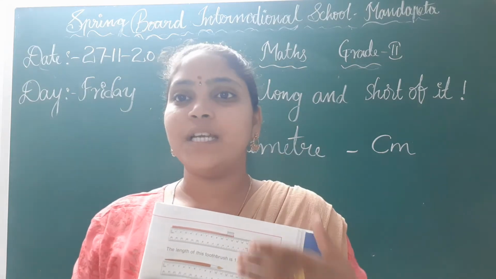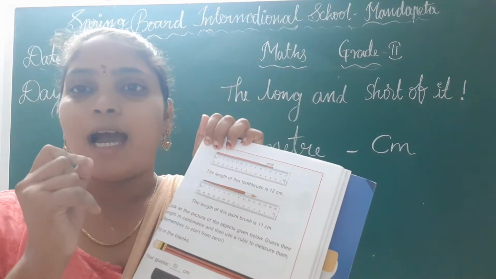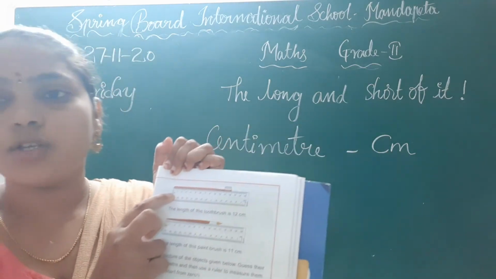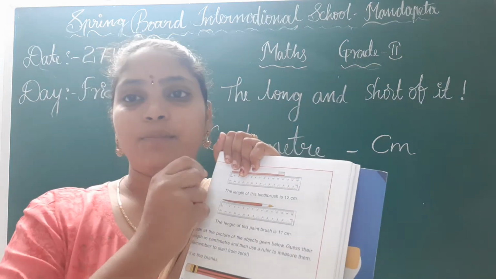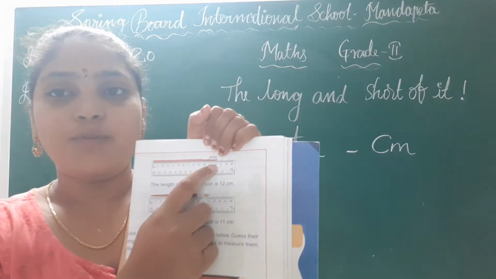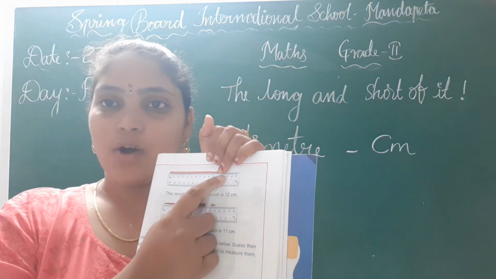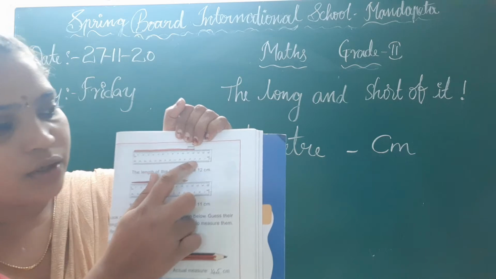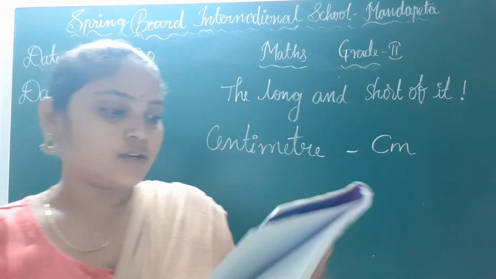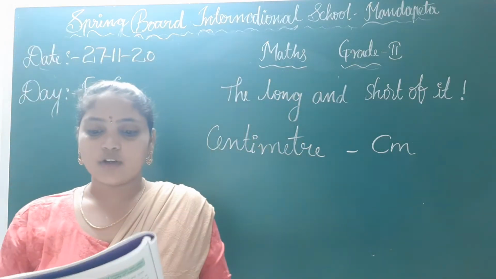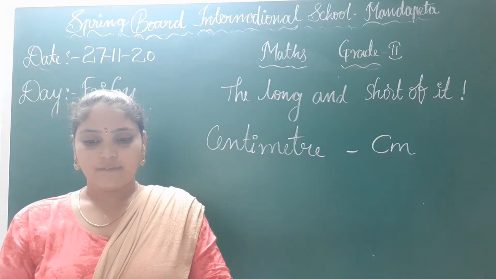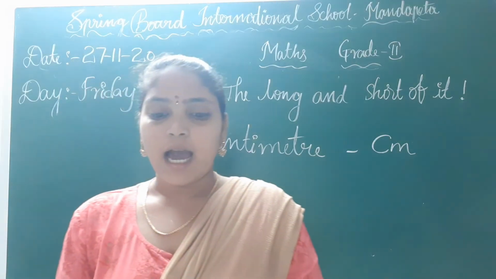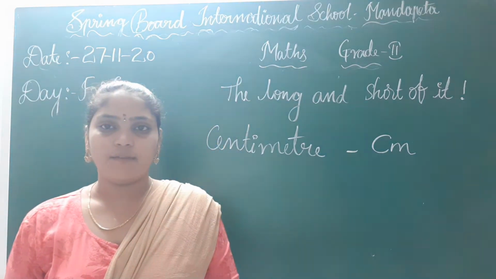If you want to measure the length of an object, you have to keep the object on the starting point. Here 0 centimeter is given. You have to keep it here and observe how many centimeters the object is, and find the length of the object. So here the length of the toothbrush is 12 centimeters. Okay, children, like that. And the length of the paintbrush is 11 centimeters. Compare your answers with your friends. Are the answers the same or different, children?